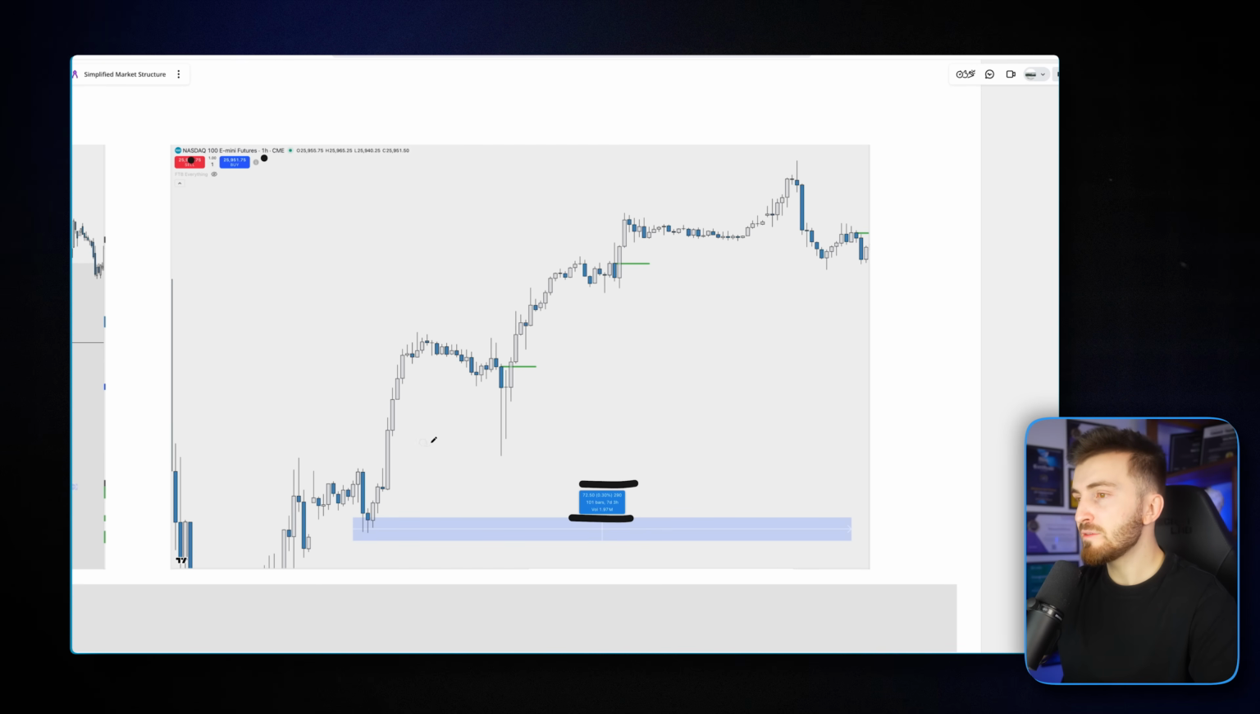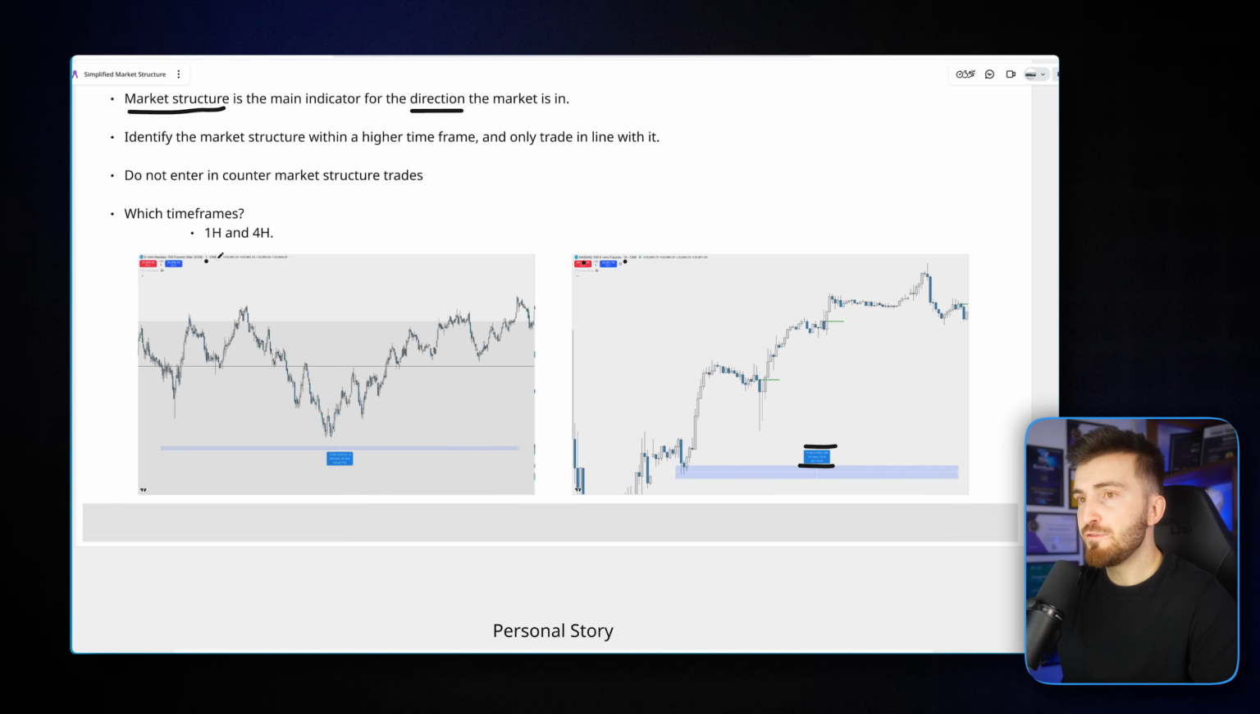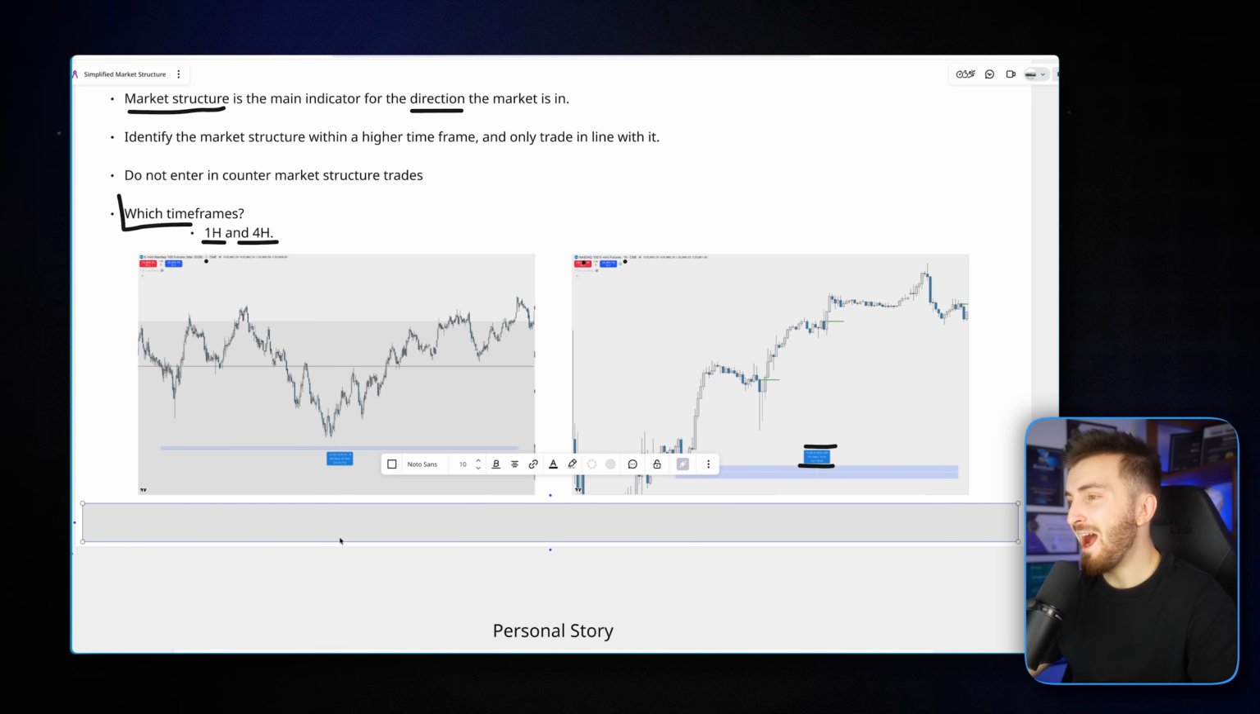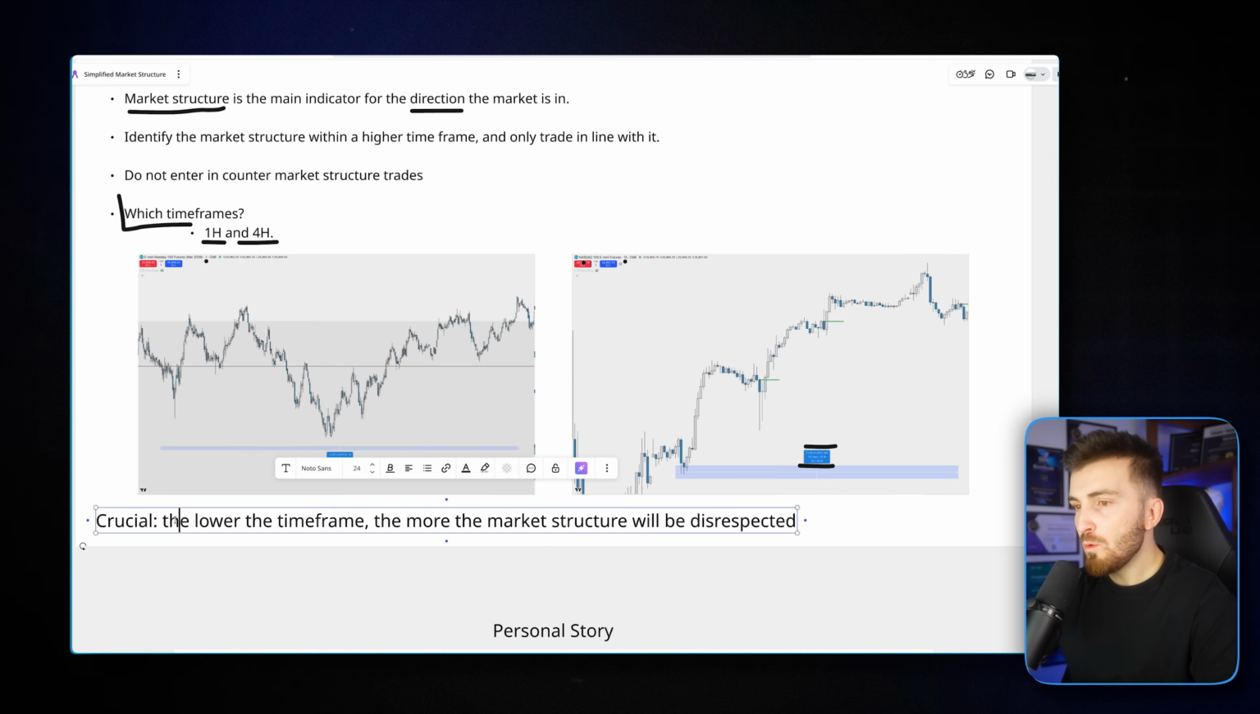Reading the direction of the market is going to be easier if you identify market structure within the 1 hour and the 4 hour. And here's the last bit of wisdom that I found out the hard way. The lower the time frame, the more the market structure will be disrespected. And how do I know this?